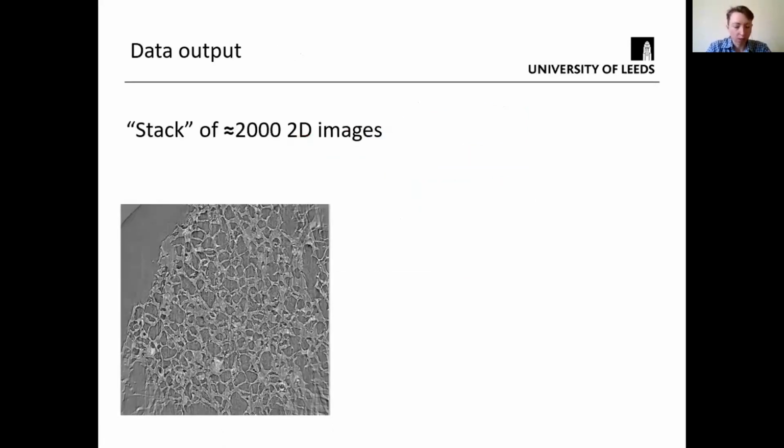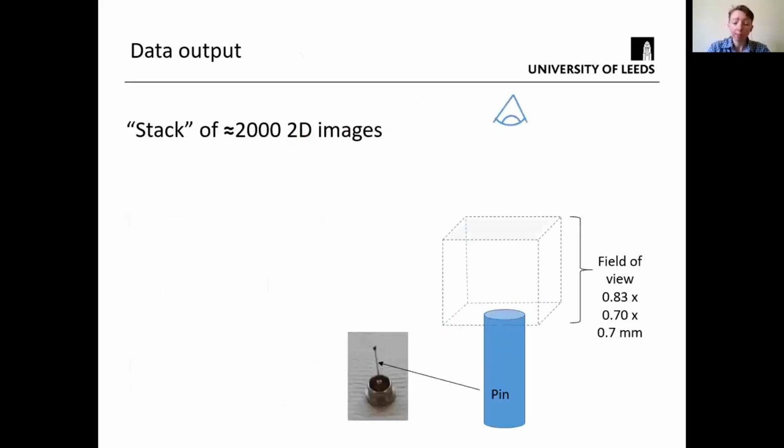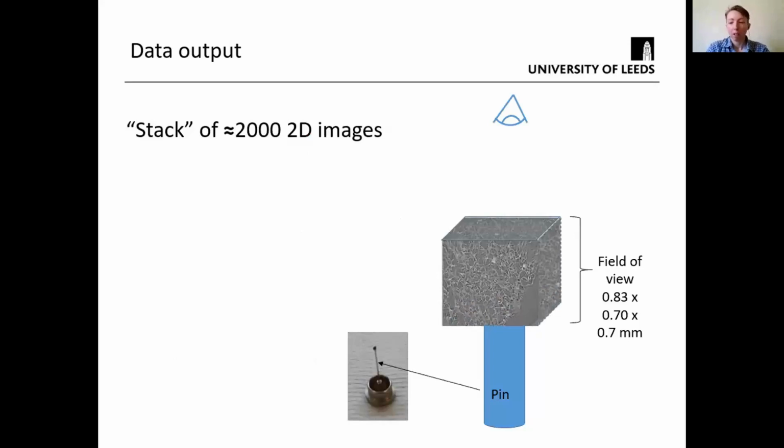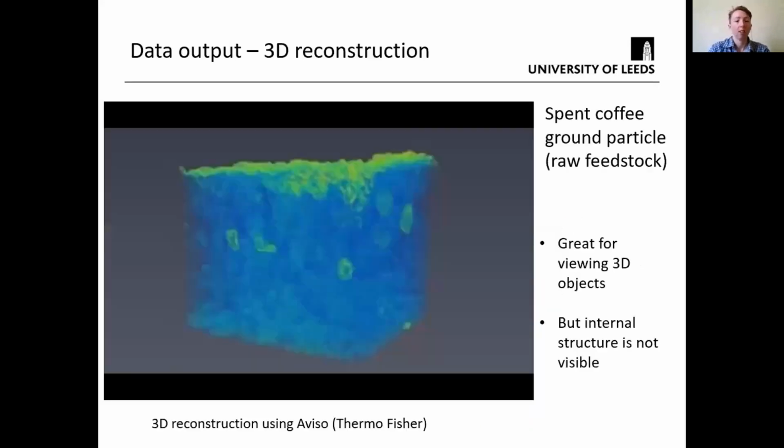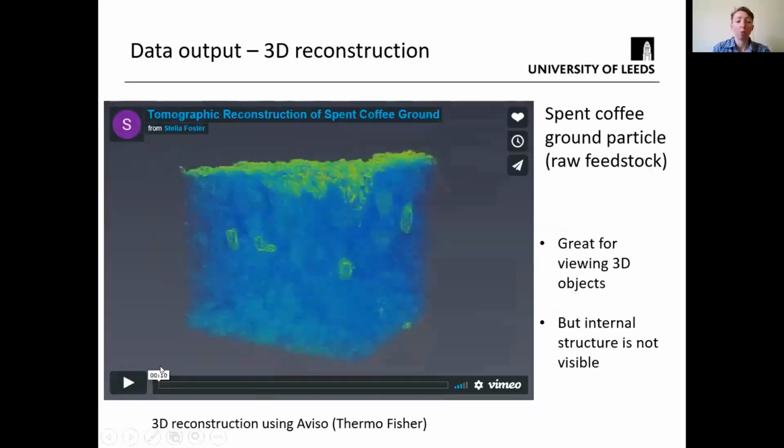The data output looks like a stack of multiple two-dimensional images, which are in fact oriented as though looking from above. That's why it's called a stack. That can then be used to reconstruct a three-dimensional volume, which looks a bit like this. That can then be viewed in a number of ways.